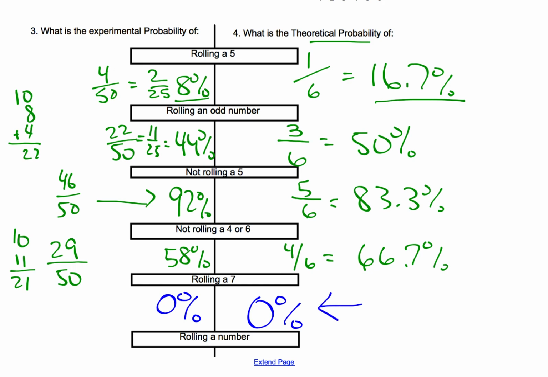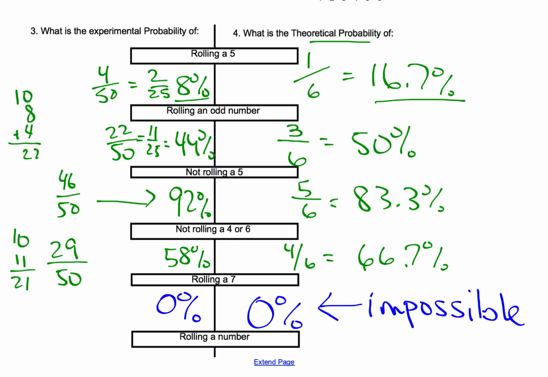If the likelihood is impossible, if an event is impossible, the theoretical and experimental probability will both be 0%. If you ever get experimental data for something with 0% probability, that means your theoretical probabilities were incorrect. Now, there is no 7 on the number cube, so that's why it's 0%.